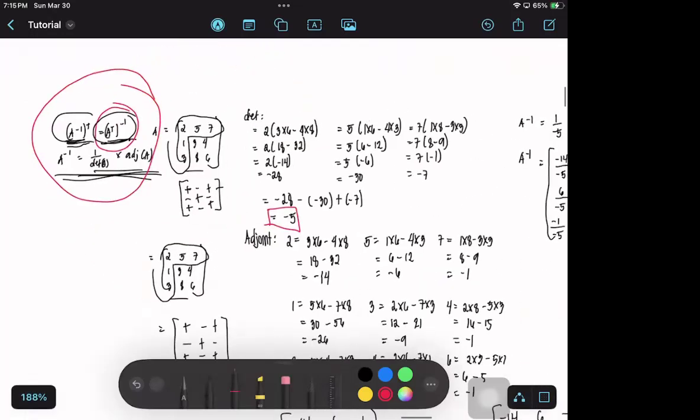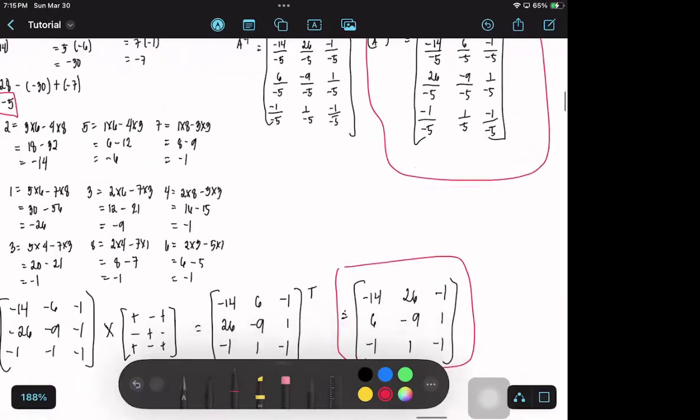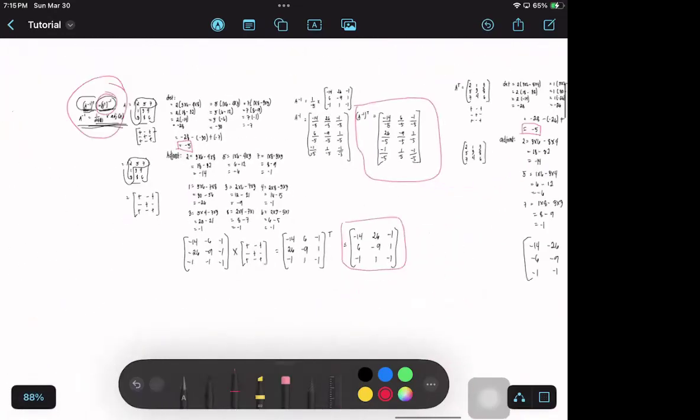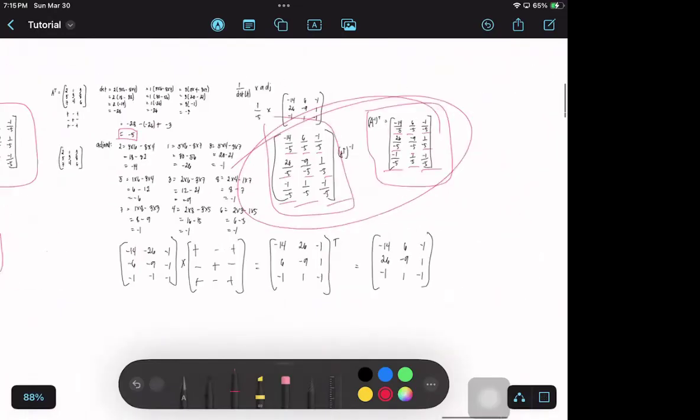So that's how you will begin to identify this one right now. So make sure that you do it like this as well in your examination.